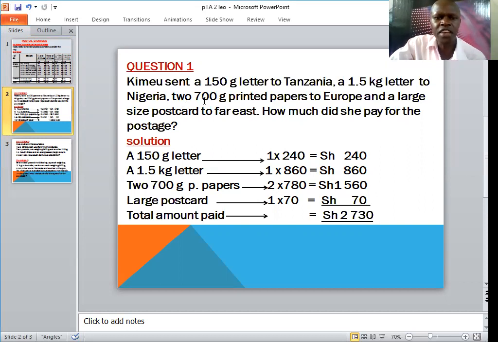Two 700 grams printed papers. So what are the articles being sent this time round? Printed papers. Where is the destination? Europe. Fine. So we shall come to 700 gram printed papers. What is the weight? 700 grams. How many? Two. So we shall check two times the charges of one printed paper.